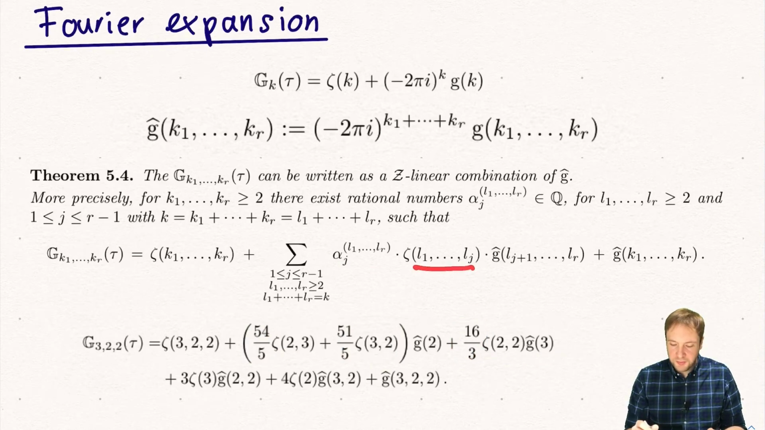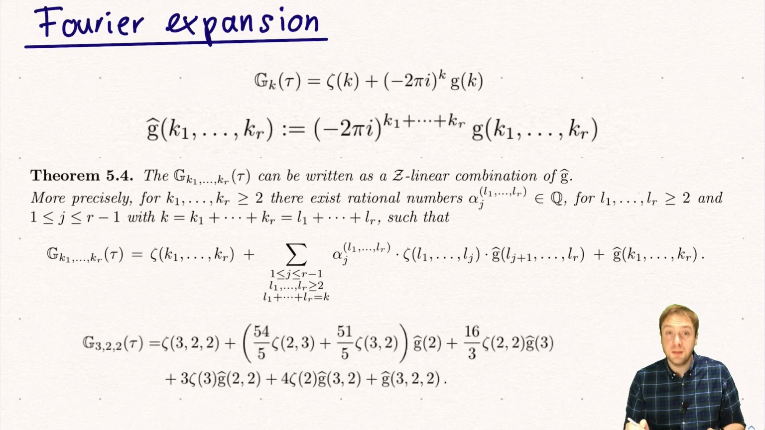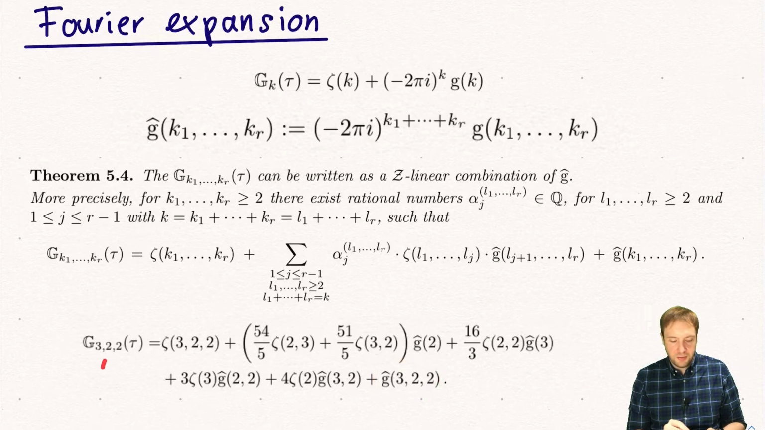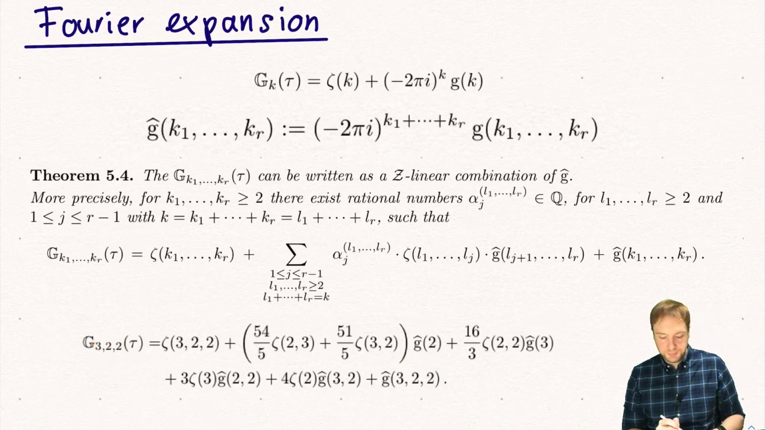Also notice that the sum of these weights is always exactly k, which is the total weight. So in some sense everything here is homogeneous in weight. And here we have some double g hats and some single zeta values and some alphas. And in the end we have again this g hat of exactly this index here.